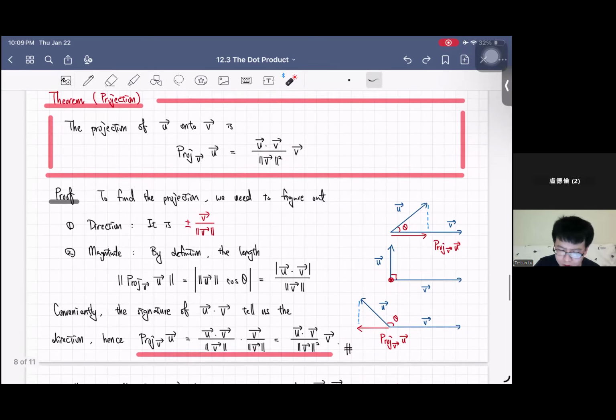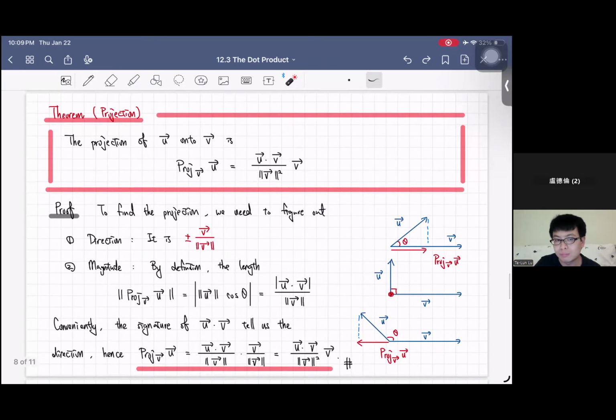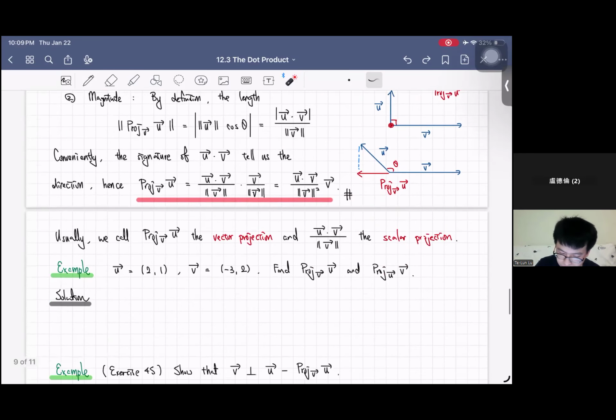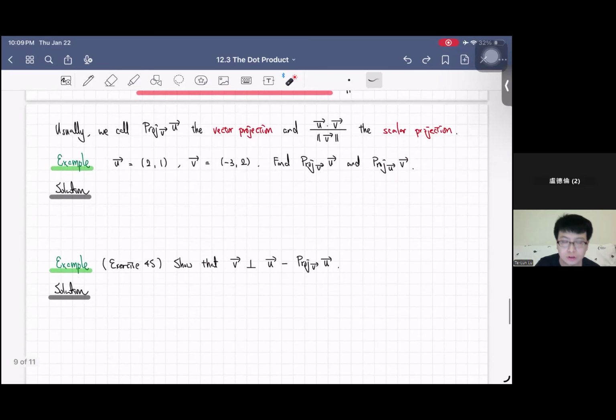Okay, I would recommend you try to understand why this proof works, because it sort of gives you a taste of how the inner product, how the dot product, actually plays a role in geometry. Okay, now first let us try to do some examples. But before that, since this is mentioned in the textbook, I think I should mention this also.